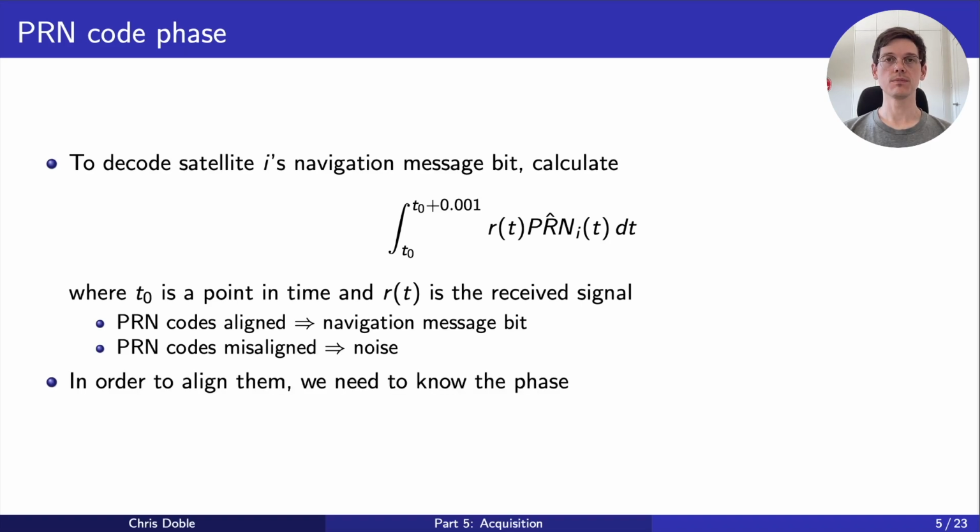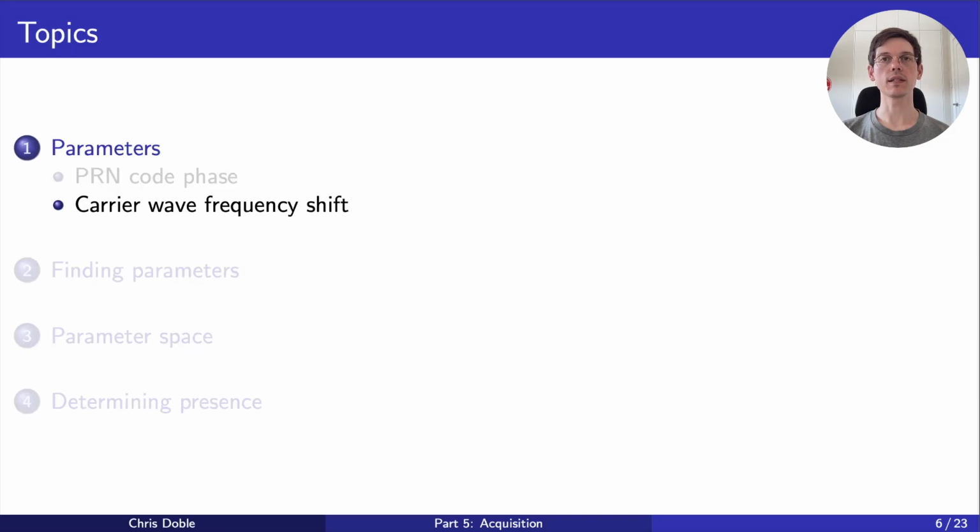That's this parameter. The second parameter is the frequency shift of the satellite's carrier wave. You might be saying, hang on, I thought all satellites transmitted their C/A signals on the L1 frequency. What's this about a frequency shift? Well, they do, but satellite signals can be Doppler shifted. Let's look at a visualization to demonstrate why.